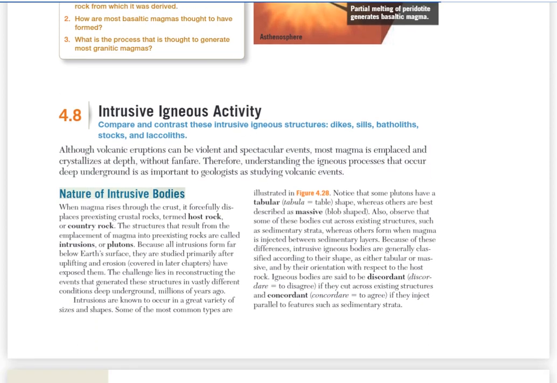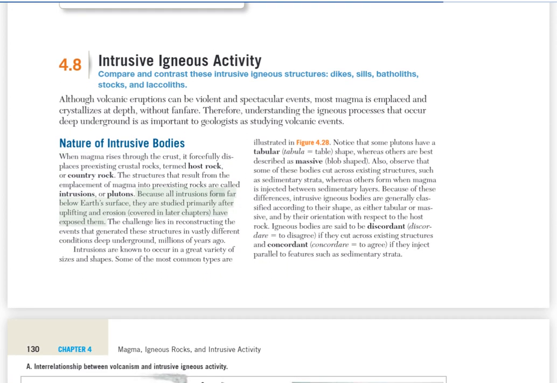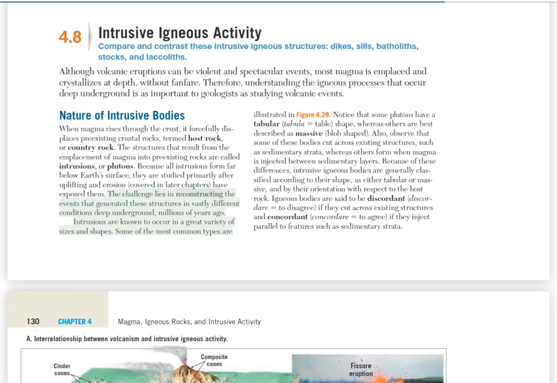Nature of intrusive bodies. When magma rises through the crust, it forcefully displaces pre-existing crustal rocks, termed host rock or country rock. The structures that result from the emplacement of magma into pre-existing rocks are called intrusions, or plutons. Because all intrusions form far below Earth's surface, they are studied primarily after uplifting and erosion have exposed them. The challenge lies in reconstructing the events that generated these structures in vastly different conditions deep underground millions of years ago. Intrusions are known to occur in a great variety of sizes and shapes.